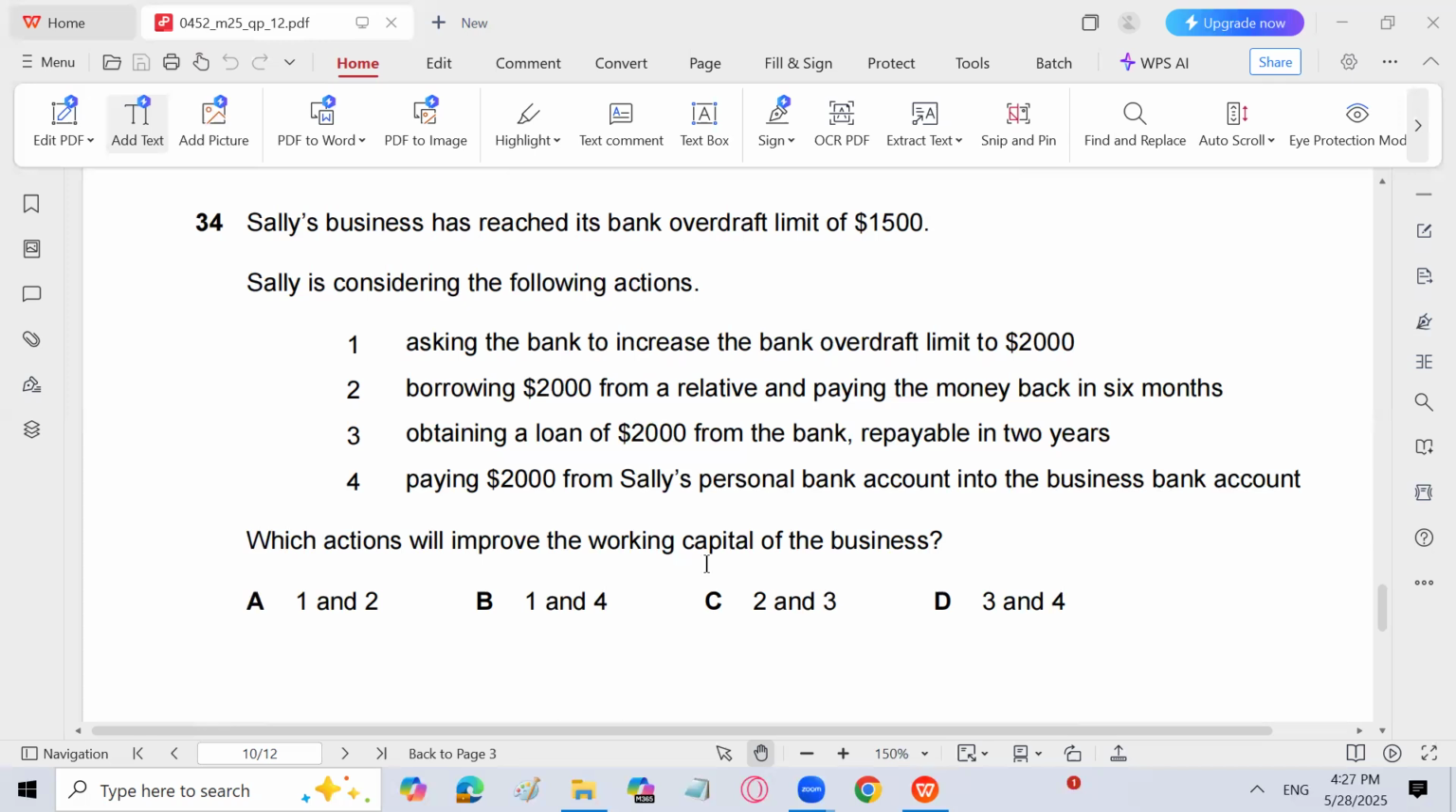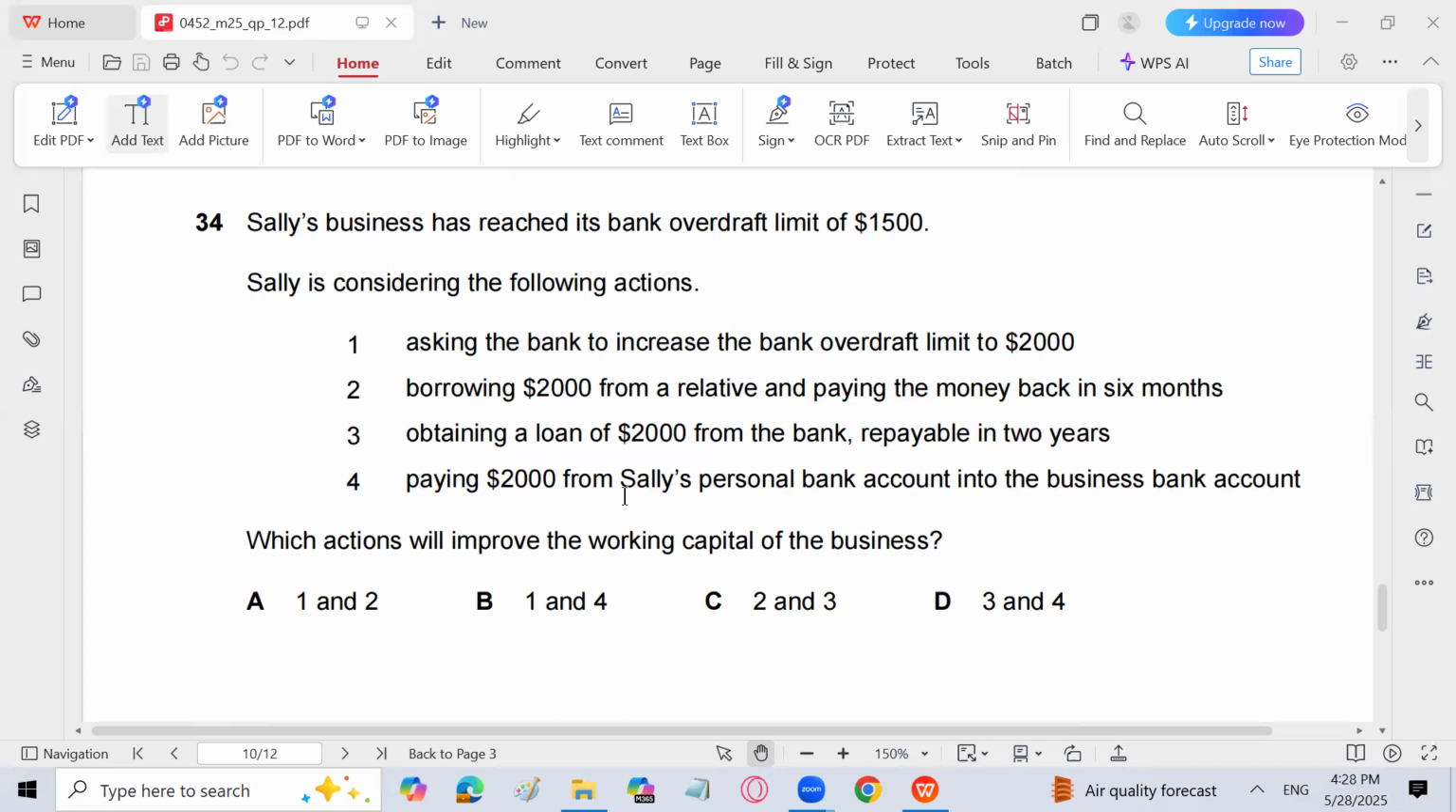So that is basically going to be 3 and 4. Taking a bank loan, because it will increase non-current liability and bank. And putting more capital into the business, again, bank will increase and capital will increase. So 3 and 4 is the answer. Borrowing 2,000 from a relative and paying the money back in 6 months is still a current liability, because 2,000 we have to pay within a year. So it will not affect working capital. 3 and 4 will affect, because we are taking a long-term loan or we are investing more money.